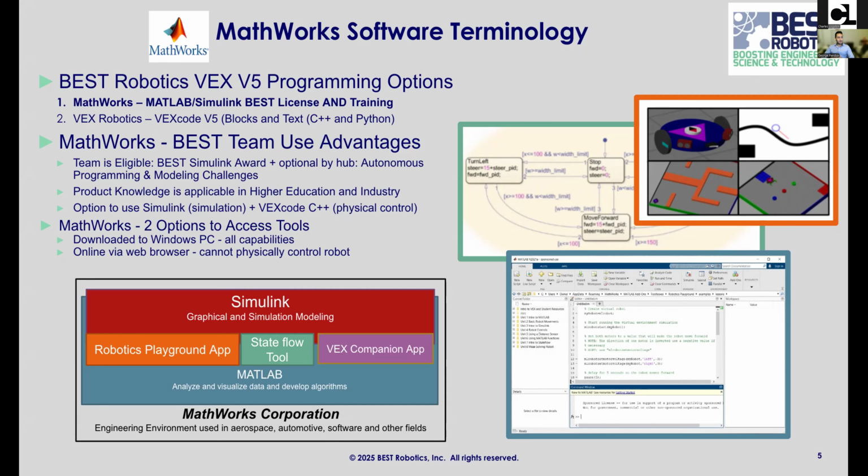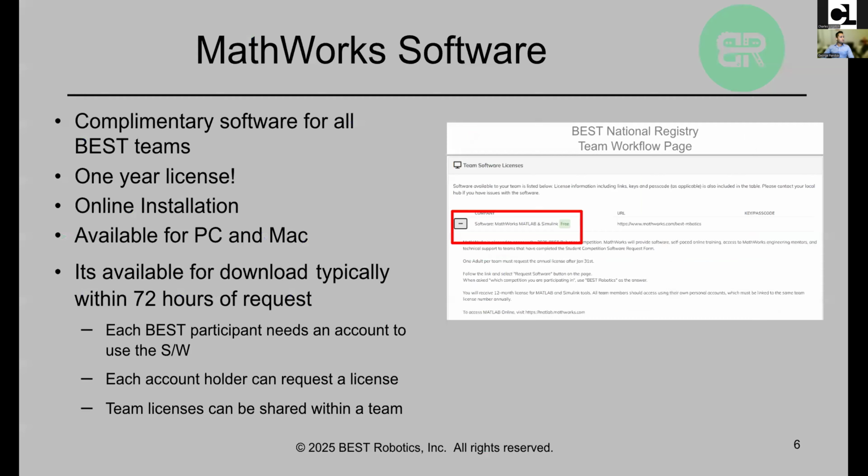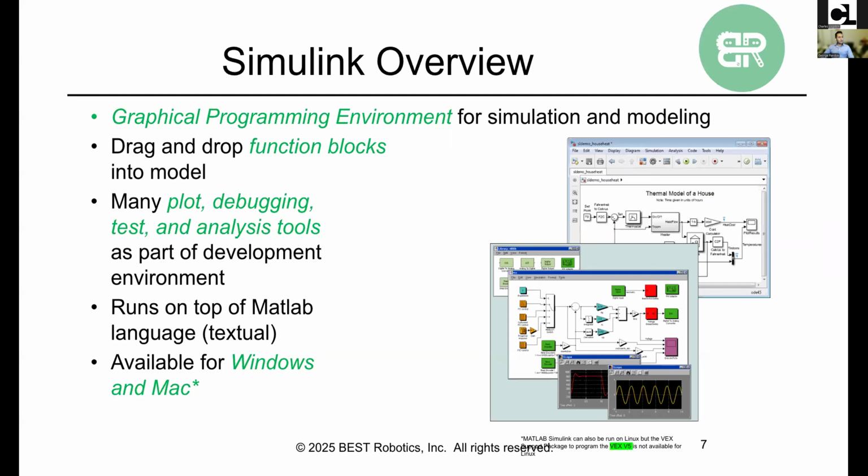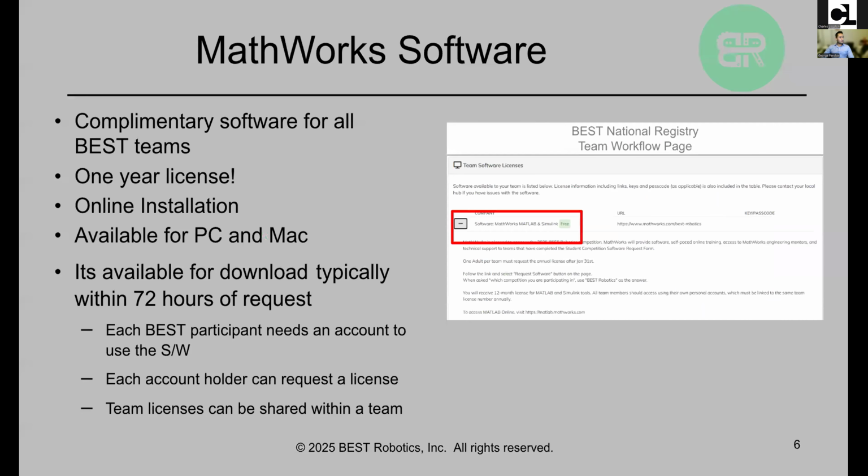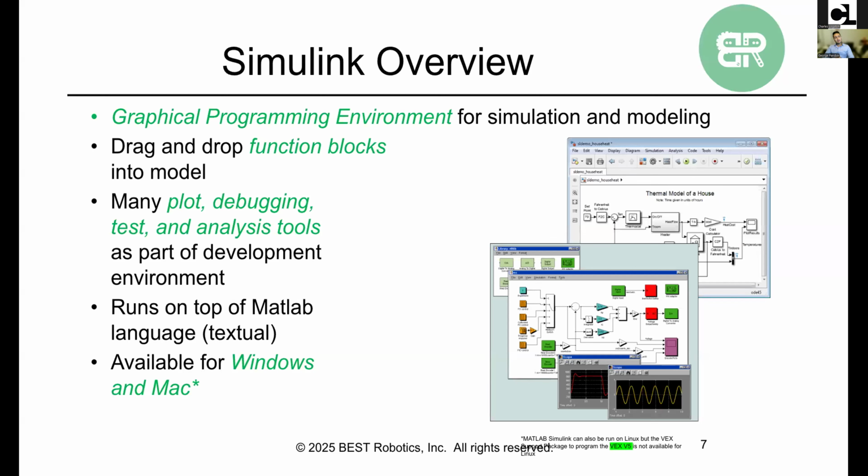MathWorks owns Simulink. Simulink is part of the MATLAB system. You download all of it at once, and you basically get a license. You can either download it on your PC or a Mac. Both are supported. The only issue is on a Mac, you can't upload code to the robot. So it's a 1 year license. It's free for everybody. You just have to go online and request it. I have a link to that in the slides here, which I'll let you guys peruse when we send it.